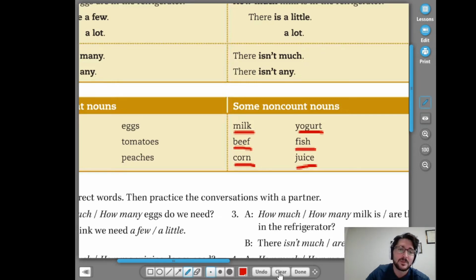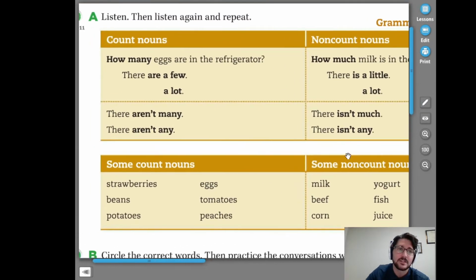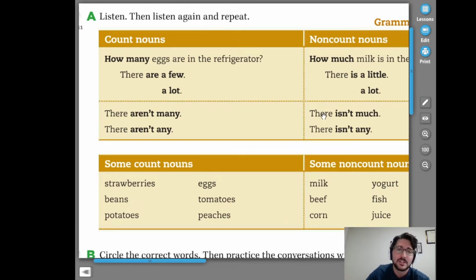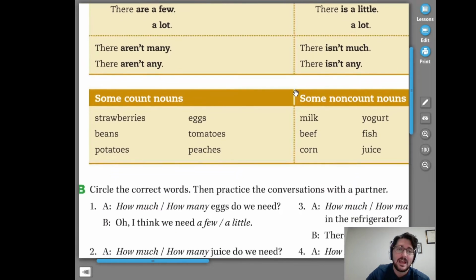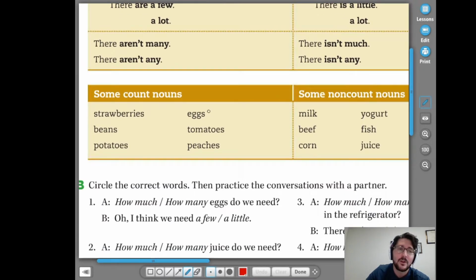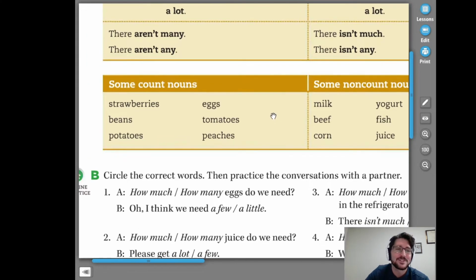So right now you might be thinking, okay, teacher, I understand. Count nouns, non-count nouns, how many, how much. 이해하는데, how do I know? How do I know which nouns are count nouns and which nouns are non-count nouns? There's a little 꿀팁. I'll give you a little 꿀팁 있어요.